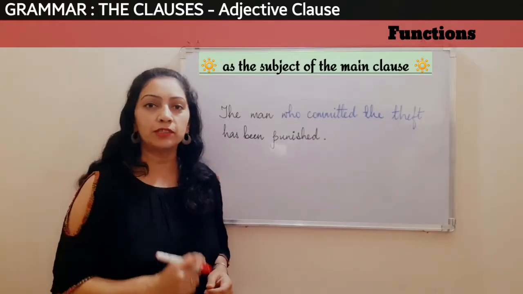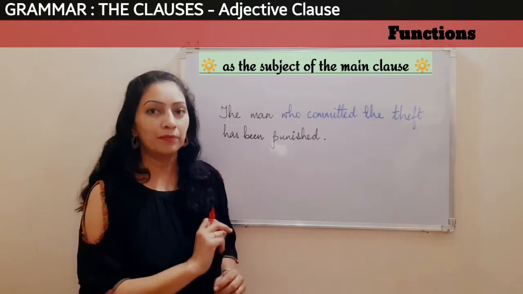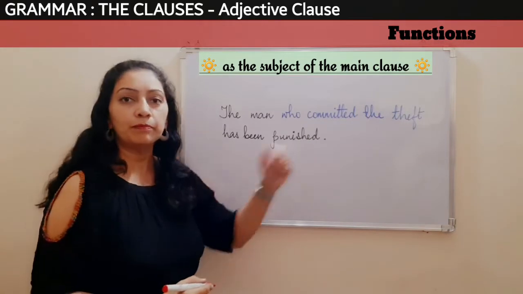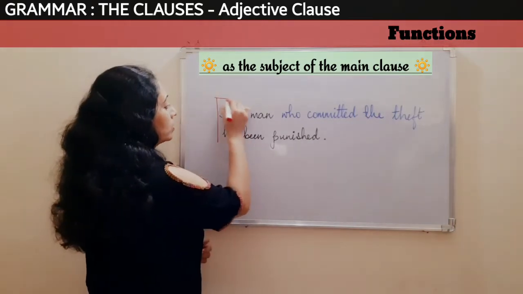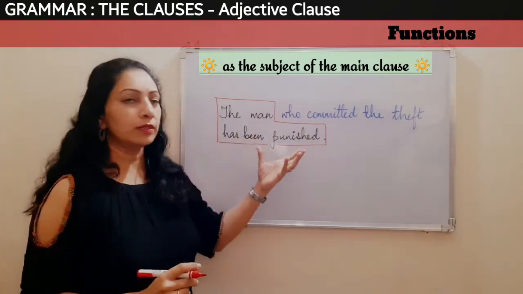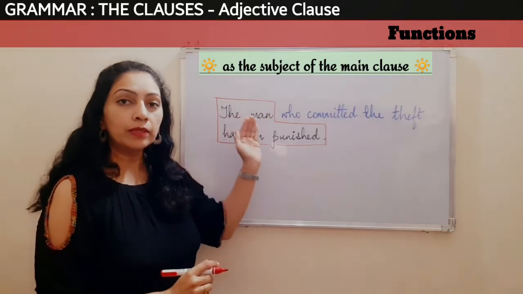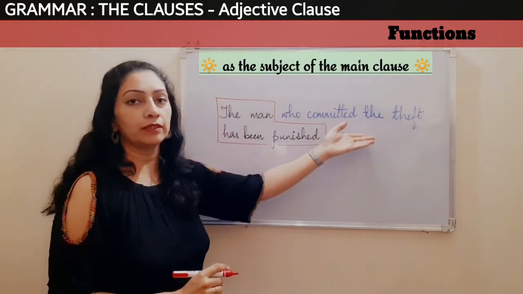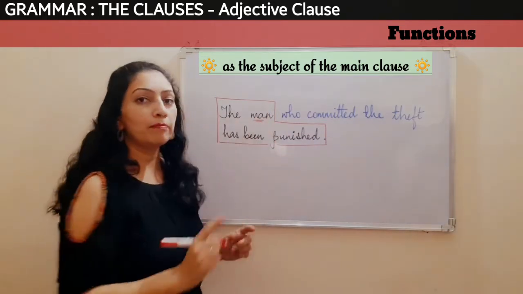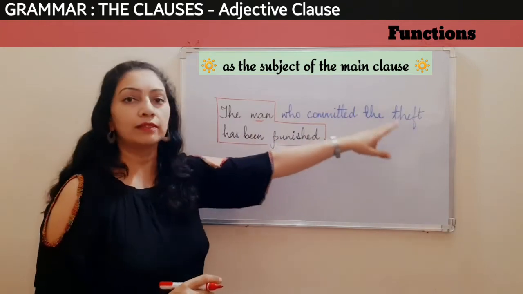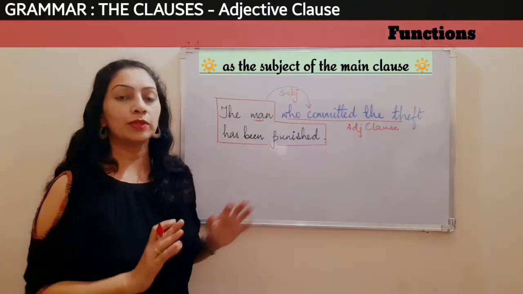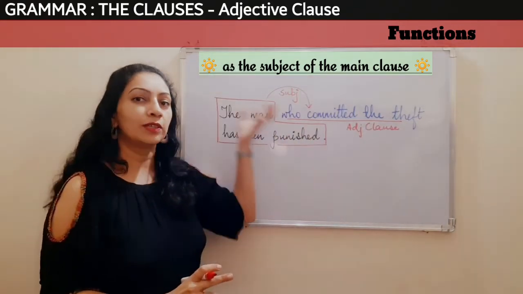What happens when the adjective clause acts as a subject to the principal clause? Now look here: "The man who committed the theft has been punished." Let's first find out what is the main clause here. This is the main clause. Now in this main clause, the man, but about the man I have some more information here, which is acting like the subject, because here it is qualifying the noun man. Which man is it? Who committed the theft? Now this entire thing is the adjective clause.